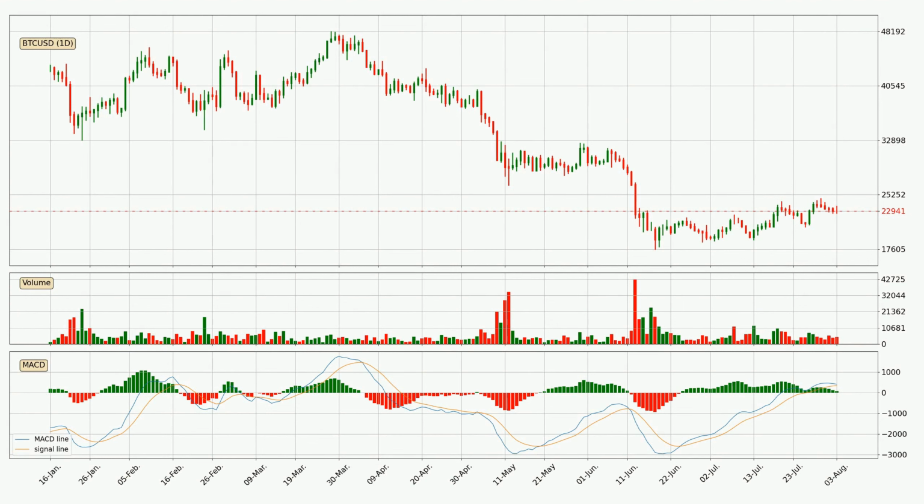Jumping to the daily MACD, seeing as the MACD line is above the signal line, the trend is currently on the up. But according to the MACD histogram, we can see that the momentum is going down. Owing to this, we can expect the price to remain stable, and you should wait and see if the MACD line will cross the signal line, which will be a downward trend.